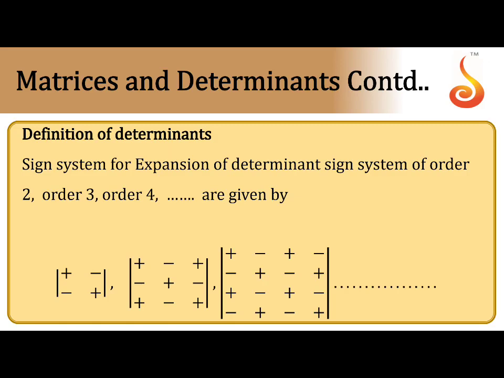So, definition of determinants. The expansion of a determinant: determinants of order 2, order 3, order 4. Order 4 is not required, so I want to know order 2. The sign means you can get the cofactors of the elements. If you expand the determinant, you get the value of the determinant.